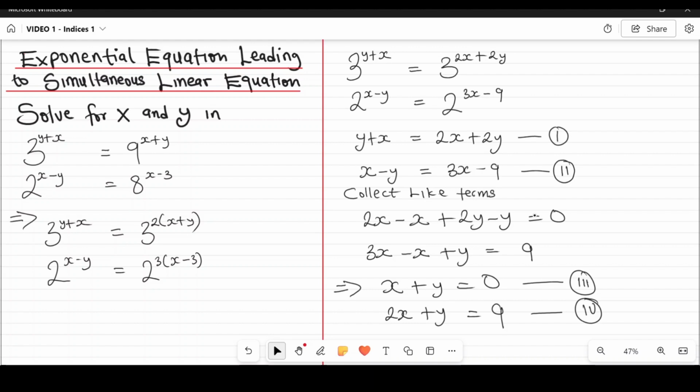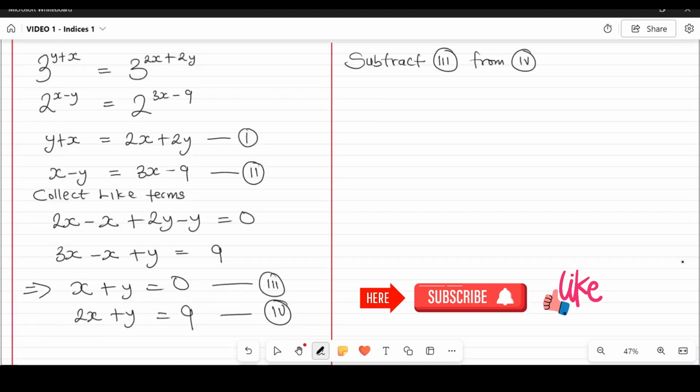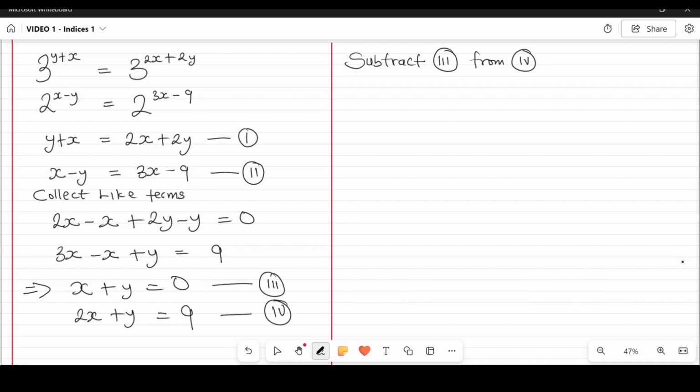Basically, there are 3 methods of solving this. One is the elimination method, another is the substitution method, and the third is the graphical method. But for this video, I'll be using the elimination method. So I'm going to subtract equation 3 from equation 4 to eliminate y. Upon subtracting equation 3 from equation 4, we come up with an answer that gives us x equal to 9. So we have found the value of x.